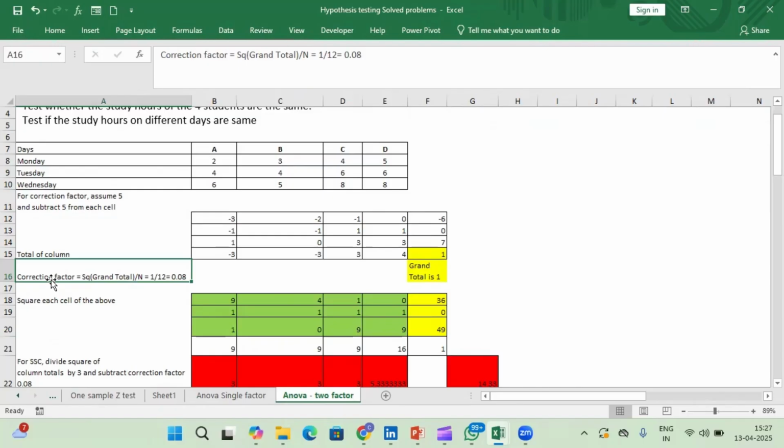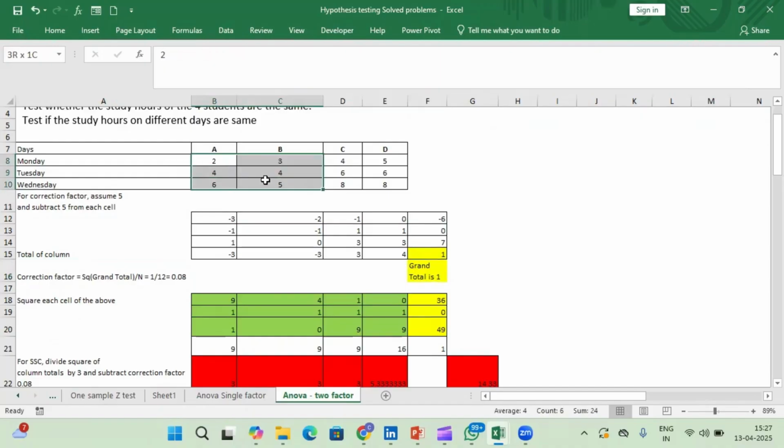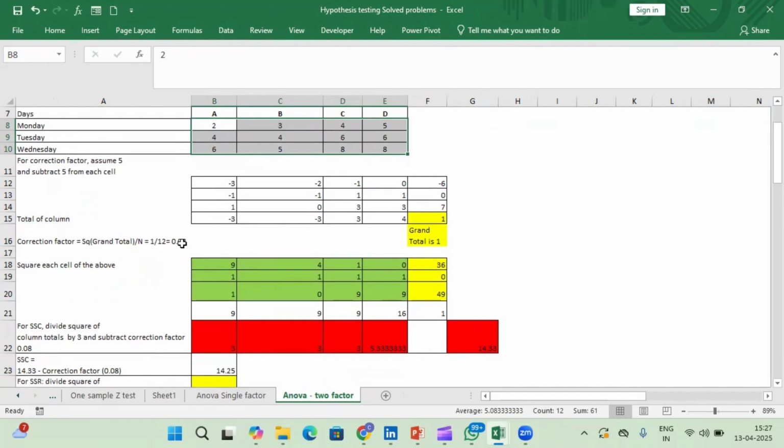Correction factor is the square of the grand total, square, not square root, divided by n. The grand total is 1, its square is equal to 1, and n is equal to 12. So grand total squared by n, 1 by 12, so 0.08.